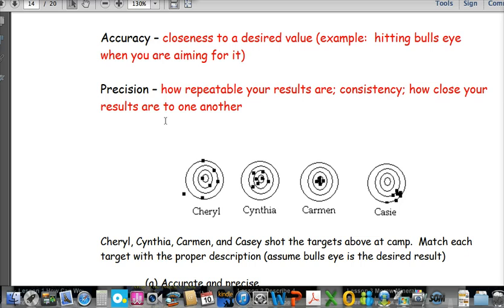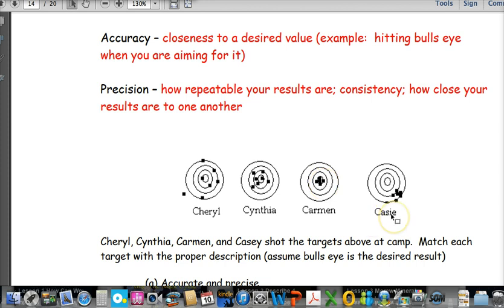if you take a look at these four down here, you'll notice that Cheryl, not very good, she must need glasses. She's neither accurate nor precise. If you look at Cynthia, she is a little bit better than Cheryl. She's a little bit more precise, but she's certainly not accurate. Her dots are fairly close to each other. Now, if you look at Carmen, Carmen's right on. She's accurate and precise. Not only are all the spots near each other, but they're also in the bullseye.